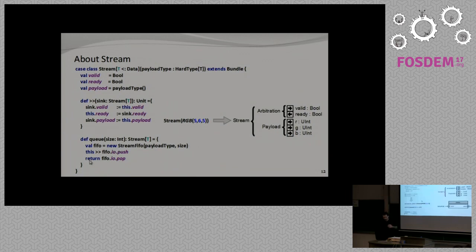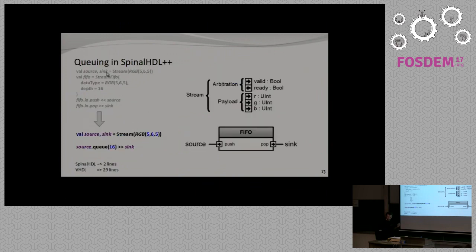In place of writing all this stuff, which is already better than regular VHDL, you are just writing this: you want a source and a sink stream of RGB colors, then you take your source, you want to queue it with a FIFO of 16 elements, and then you connect it to the sink. And there you are starting to go away from the mess of wires of hardware design. You are just saying what you want, and this is working. You can't write a bug like that. You can't make a mistake in wiring.